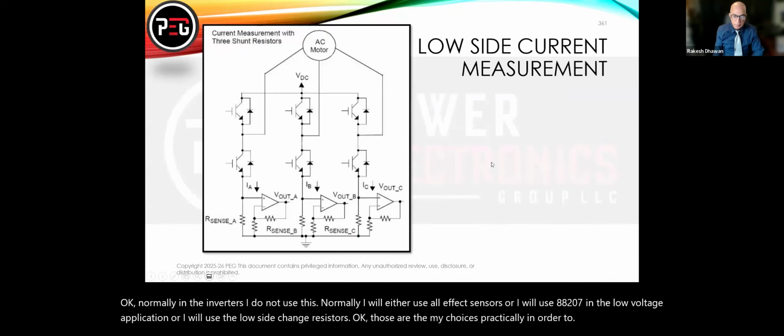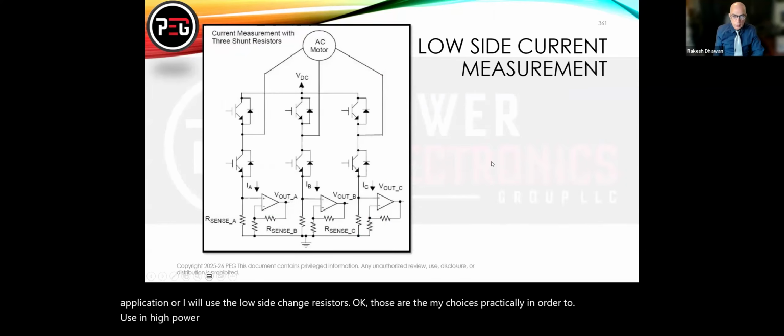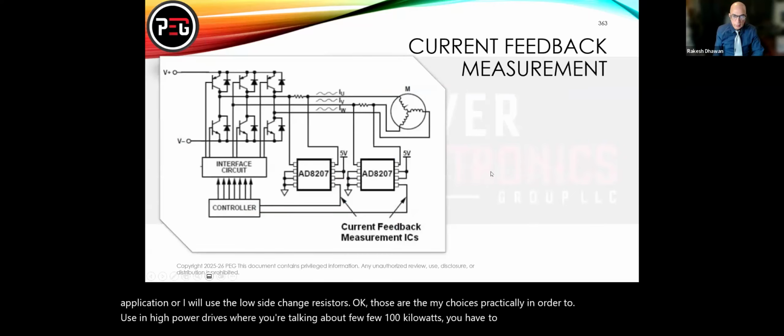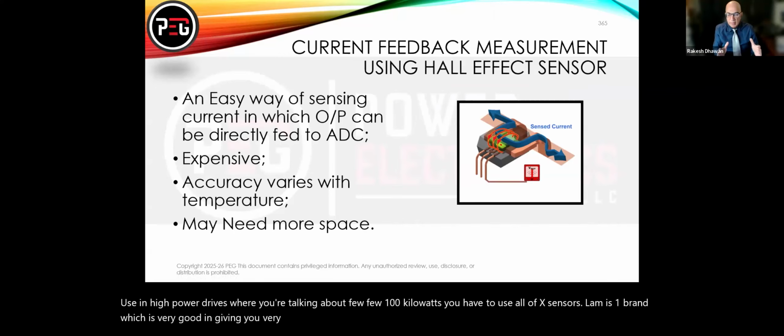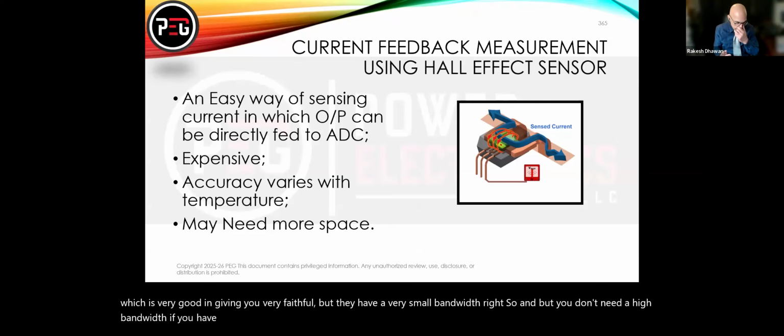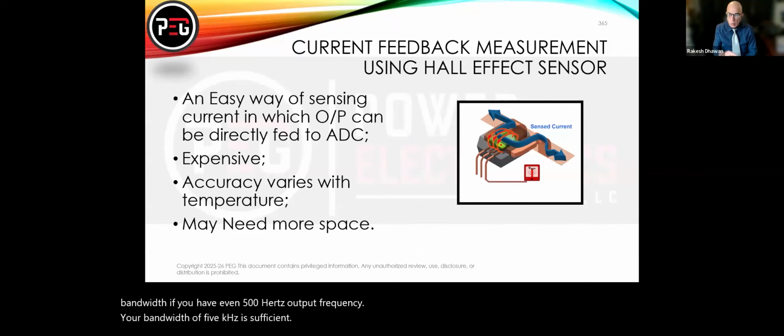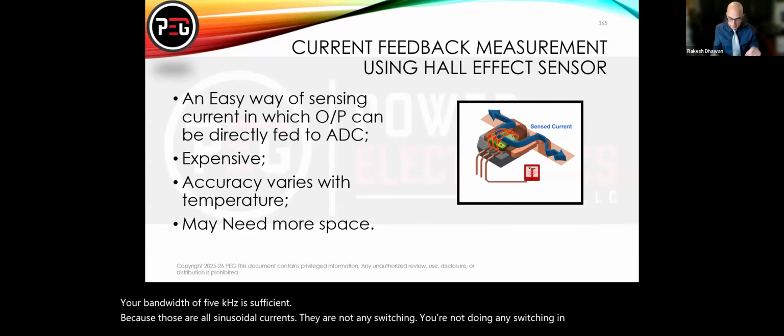In high power drives, where you're talking about a few hundred kilowatts, you have to use Hall effect sensors. LEM is one brand which has been very faithful for me, but they have a very small bandwidth, right? But you don't need a high bandwidth. If you have even 500 hertz output frequency, your bandwidth of 5 kilohertz is sufficient, because those are all sinusoidal currents. They're not doing the switching in the winding current, okay?